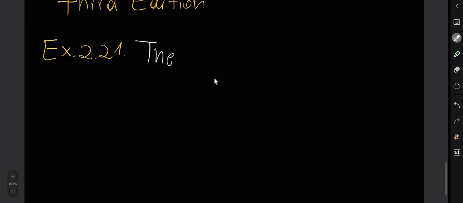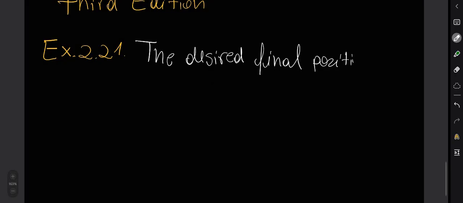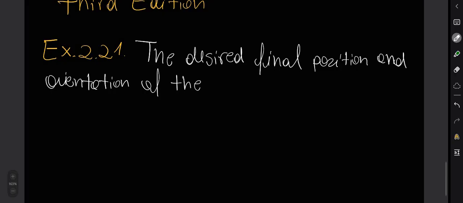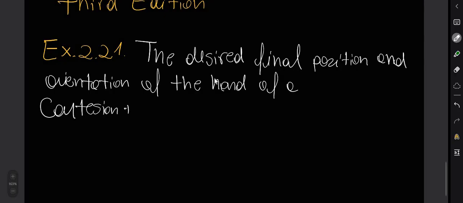So the desired final position and orientation of the hand of a Cartesian plus RPY robot is as follows.